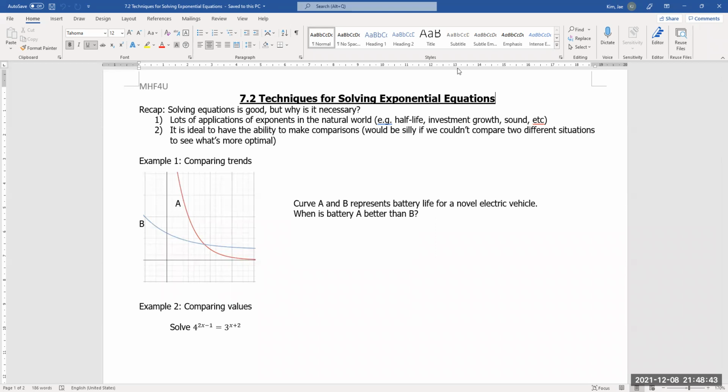You may also notice as we move on that my writing might be a little atrocious because I have somehow lost my stylus and I'm writing everything using a mouse. So let's get to it.